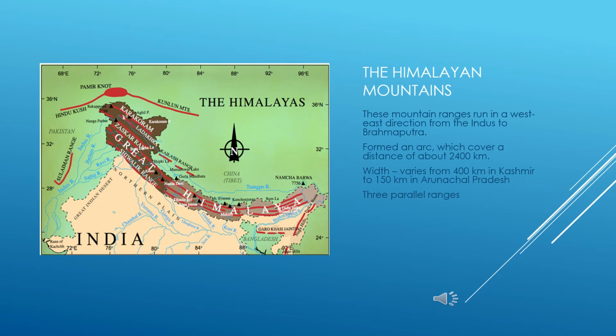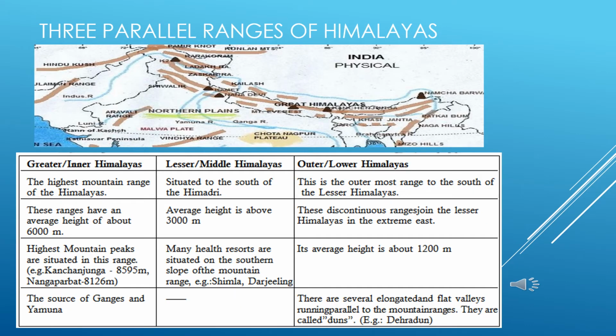The Himalaya consists of three parallel ranges in its longitudinal extent. You can see here three parallel ranges. One is the Great Inner, which we call Himadri, another is the Lesser Himalaya or Himachal, and the last is the Shivalik ranges. And a number of valleys lie between these ranges. Three parallel ranges of the Himalayas.